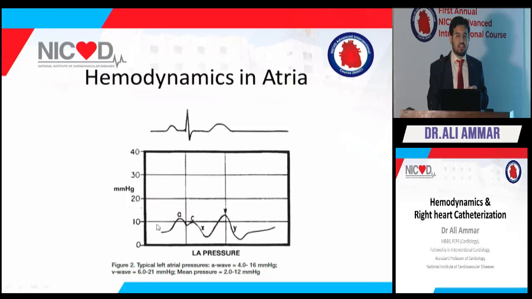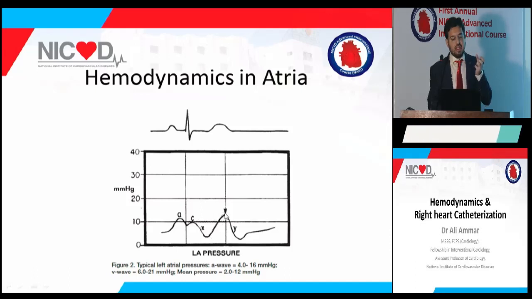So these are the pressures which are measured in the LA. We will discuss how we will go into the LA, but these are the pressures from the LA. There is a P wave in the ECG, and after that there is a contraction in LA. So we have an A wave on the LA pressure tracing. Then there is a point where the mitral valve closes, then comes the C wave, and at the end of systole, when the LA is filled, there is a wave that is called the V wave. So two descents, X descent and Y descent.